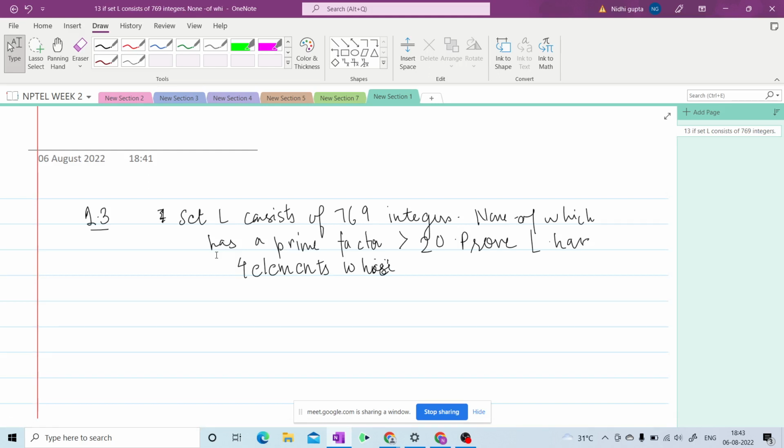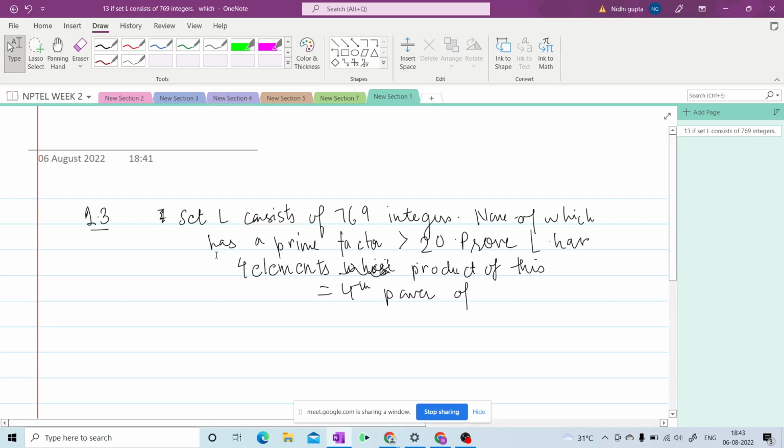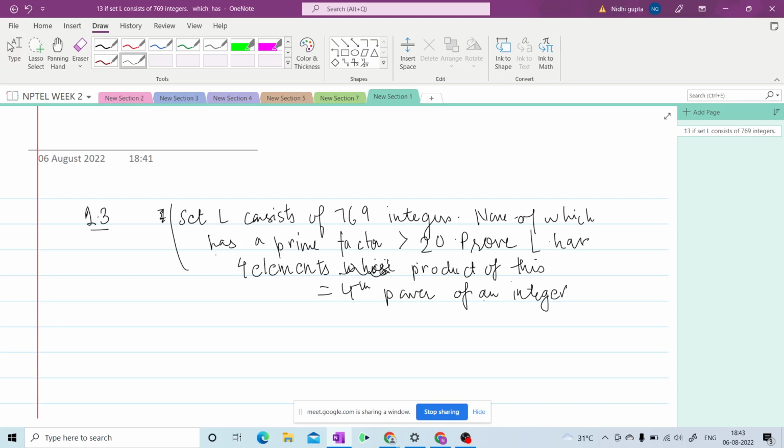Oh, I remember this question now. The product of these is equal to the fourth power of an integer. Yes, this question is correct. We discussed a similar problem in the last week, so yeah, I remember.